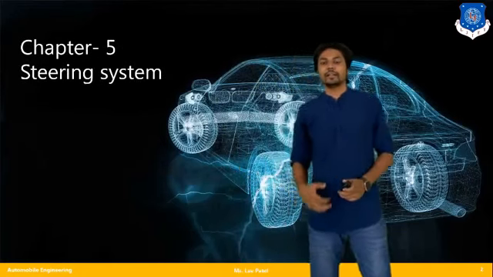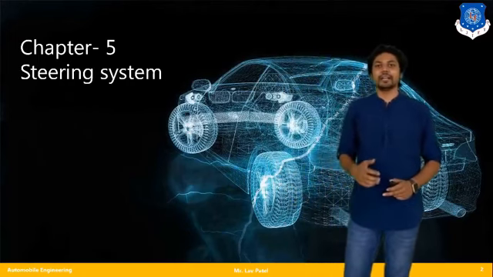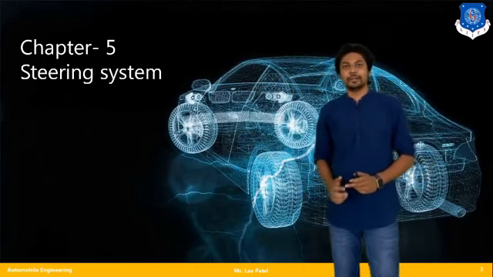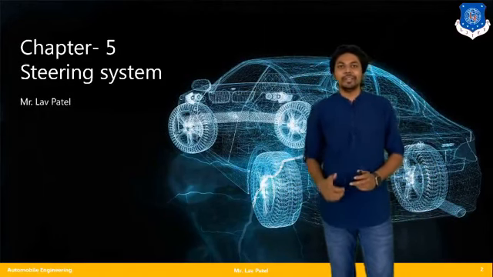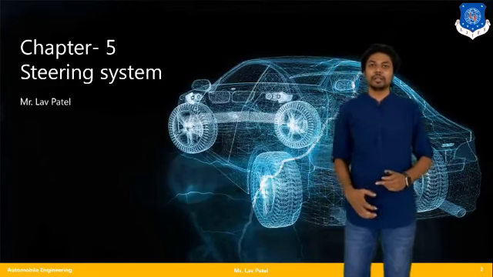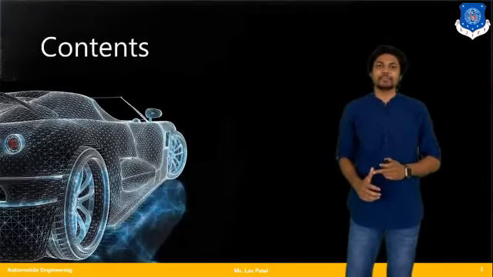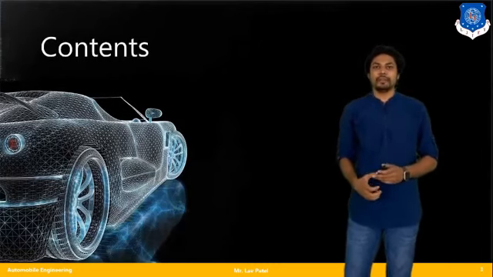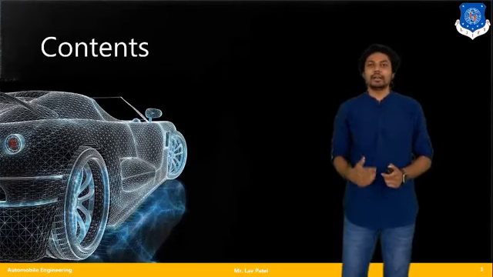So today we are going to talk about chapter 5, that is steering system, and you are watching the lecture series of the subject vehicle dynamics. Previously we have studied what we mean by steering system, and how steering systems are going to affect or how we are going to implement that system in our cars.